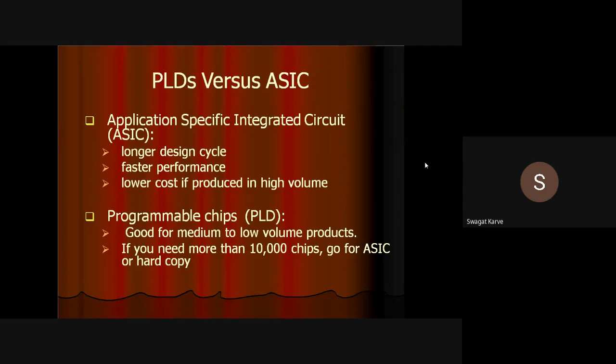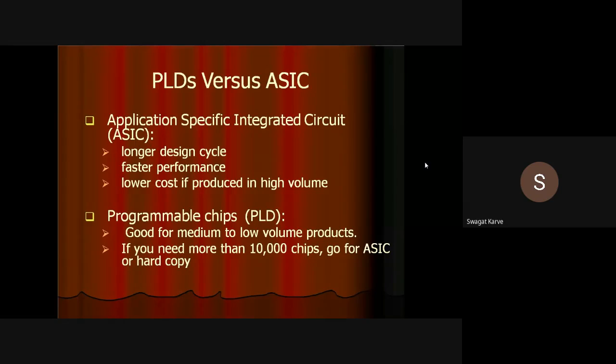Why? Because after design, the application or operation for which it has been made will be fast. Even though it takes time to design, once it is designed the speed will be fast. Why? Because it only takes care of that application, it is meant for that particular application. So obviously the speed will be more. And the third merit is low cost if produced in high volume. Obviously, if you have manufactured that ASIC in bulk quantity, the manufacturing cost will be low. So this is about the ASIC.